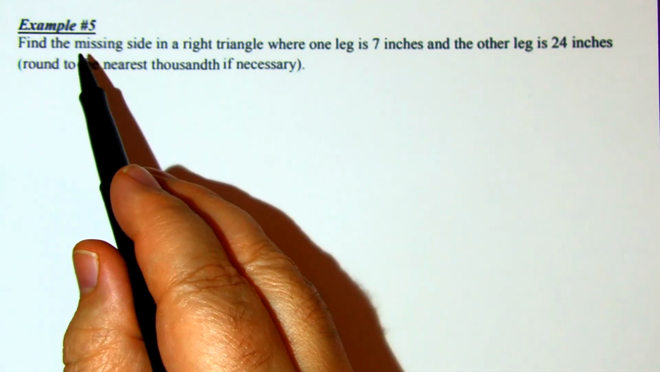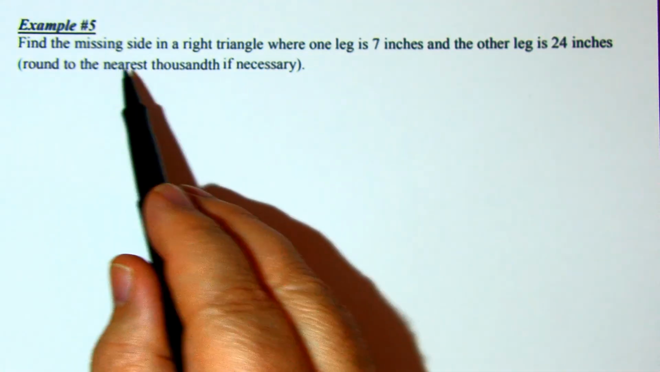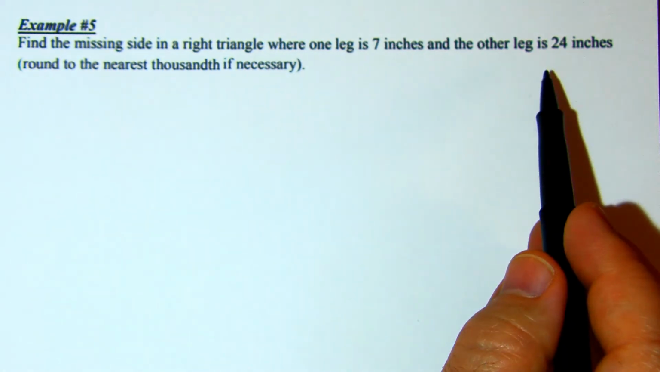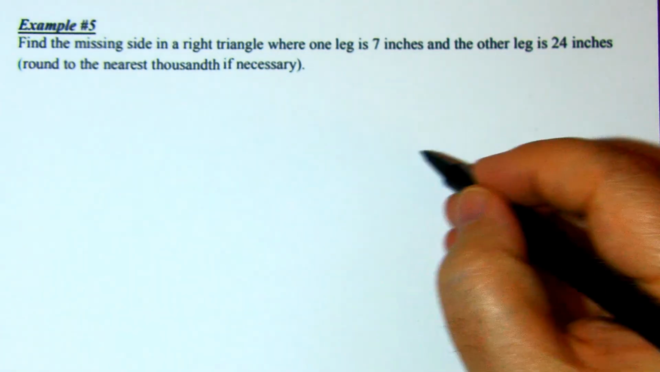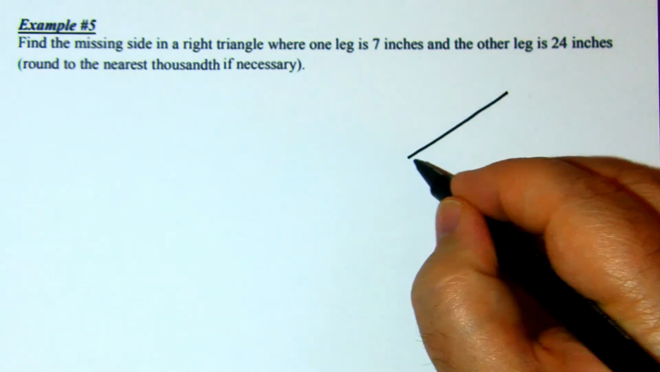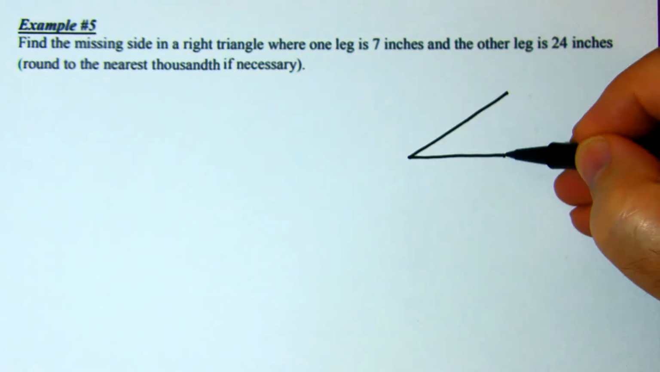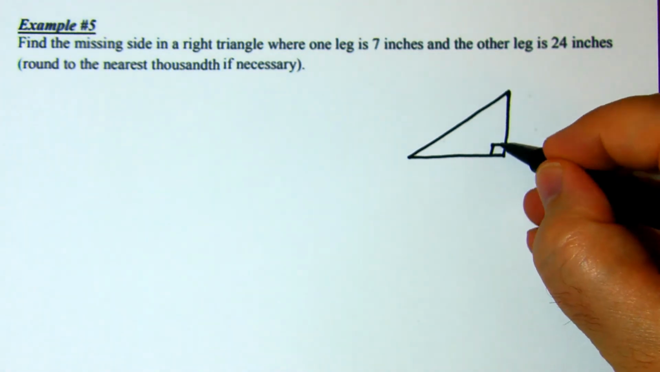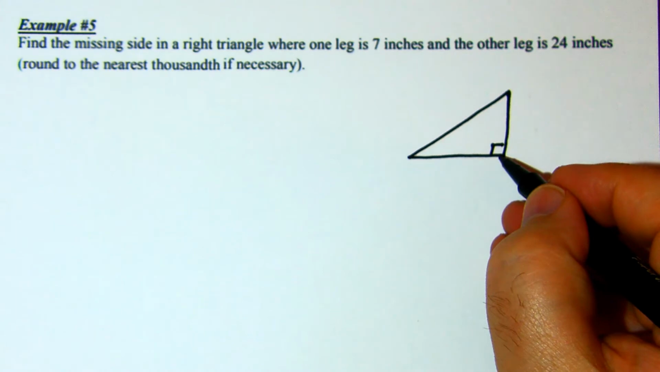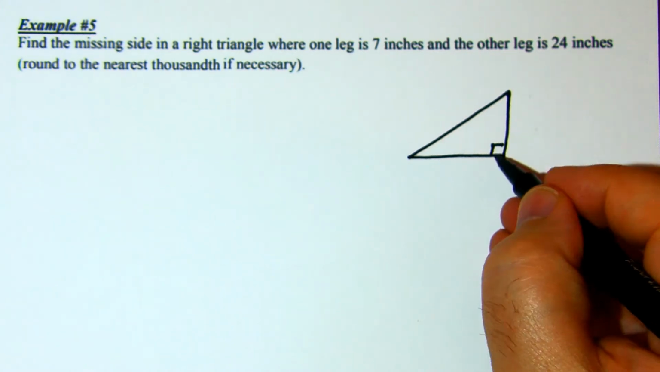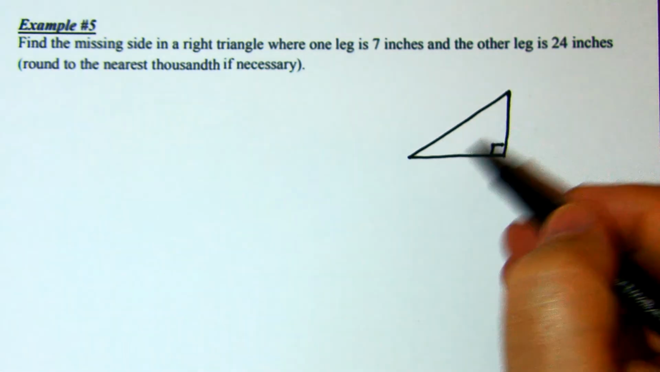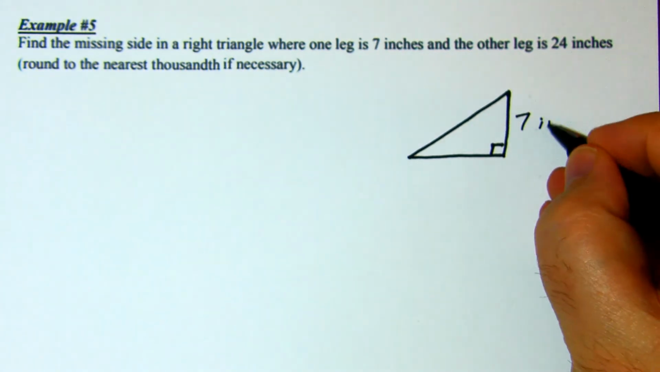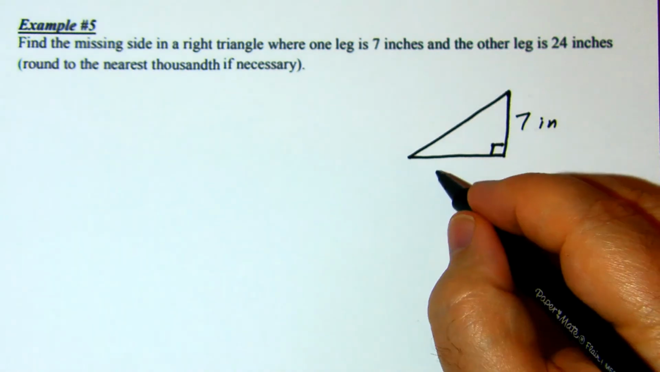Example number 5. Find the missing side in a right triangle where one leg is 7 inches and the other leg is 24 inches. Let's start by making a sketch. The precise dimensions of this triangle are not as important as how I label it. So notice that I'm signifying that it's a right triangle by showing the right angle symbol. And these are the two legs, so I'll let the shorter one look like it's the 7 inches. And the longer one is 24.